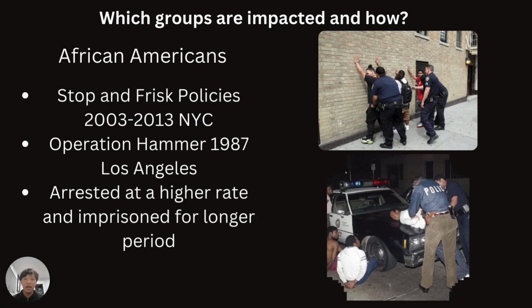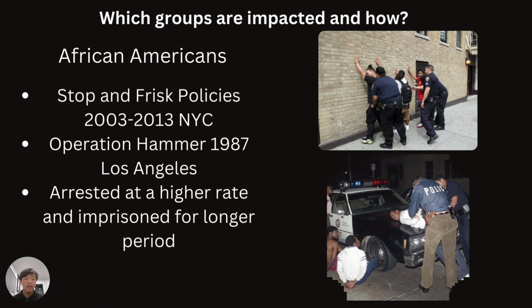Hi, my name is Brandon, and I'm going to be focusing on which specific groups were impacted by our problems with the criminal justice system, and more importantly, how they are affected. So, to start, the group that is affected the most by the problems with our legal system is by far African Americans. This is because they have historically been the most targeted community and overall experienced the worst of these problems.